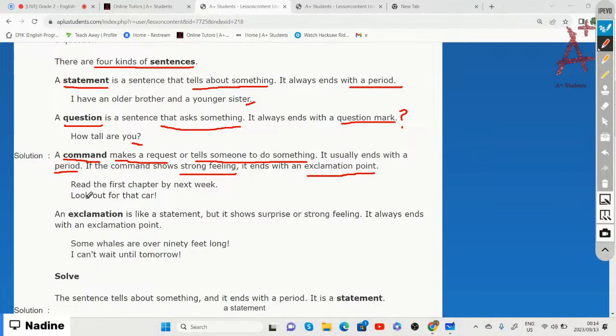So the first example is, read the first chapter by next week. So that is your teacher telling you that you need to read the first chapter by next week, right? It's someone telling you to do something. It is basically like a subtle request because by next week, you're either going to do a test or you're going to have classroom discussions on the first chapter of that book. So you need to read the first chapter by next week.